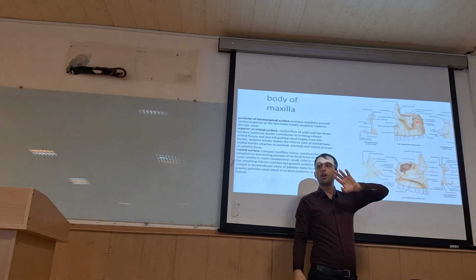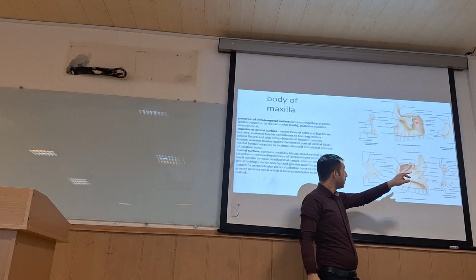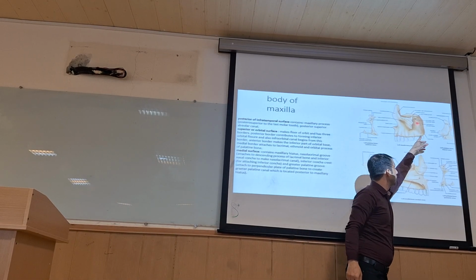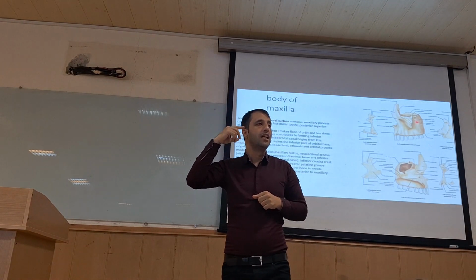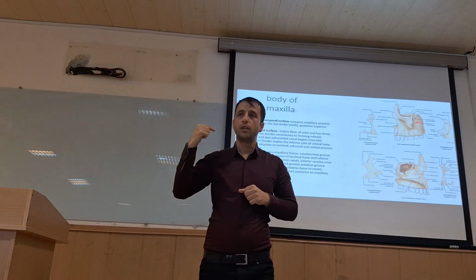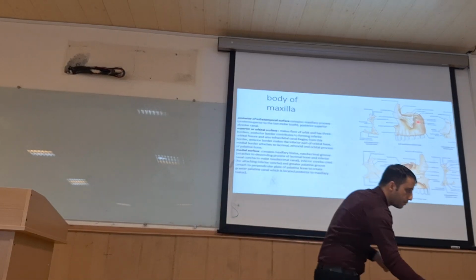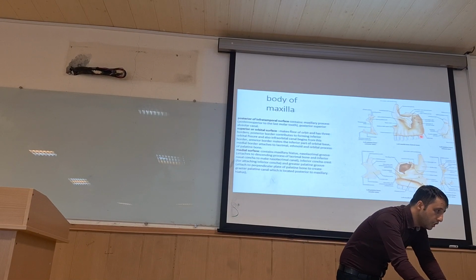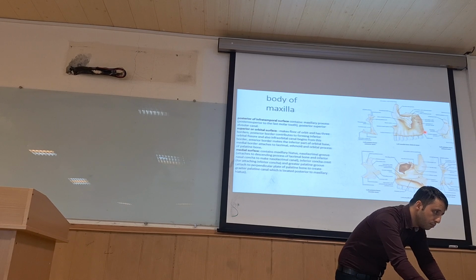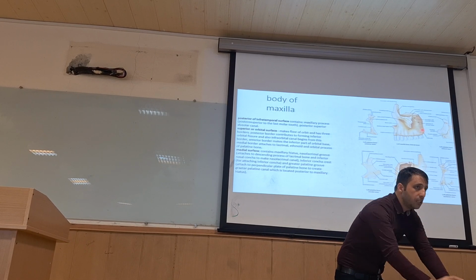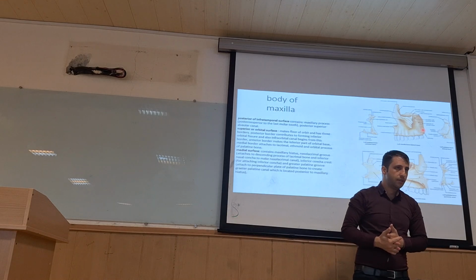Another feature is the maxillary tuberosity. Maxillary tuberosity is located superior to the third molar teeth. Okay? Superior, look at here. It is the third molar teeth. Superior to the third molar teeth, at the posterior surface of the body, we have the maxillary tuberosity. Okay?